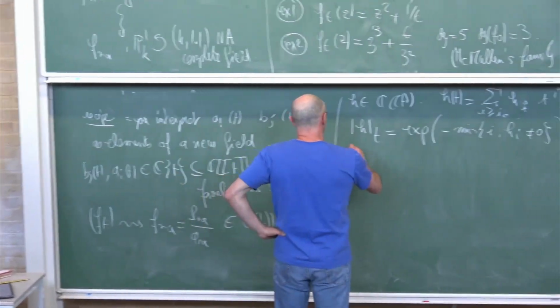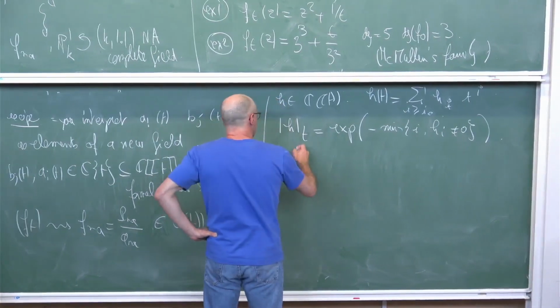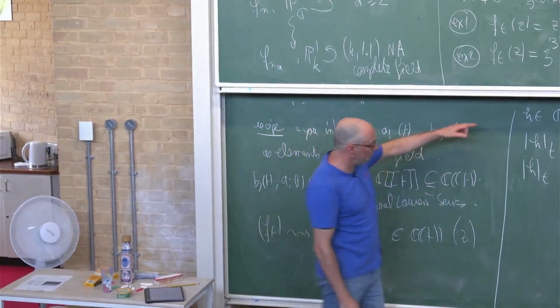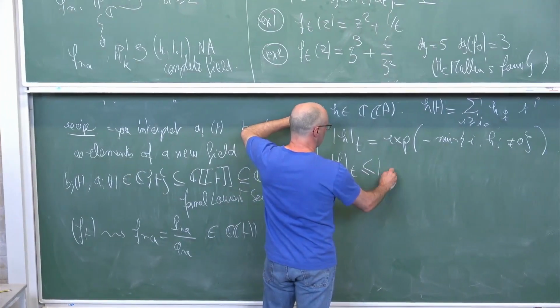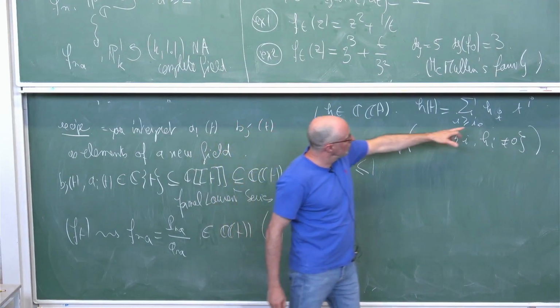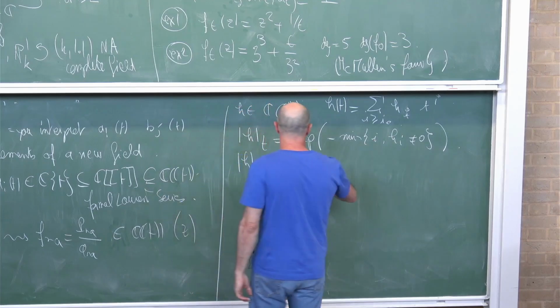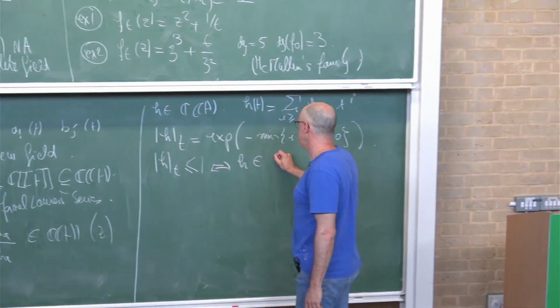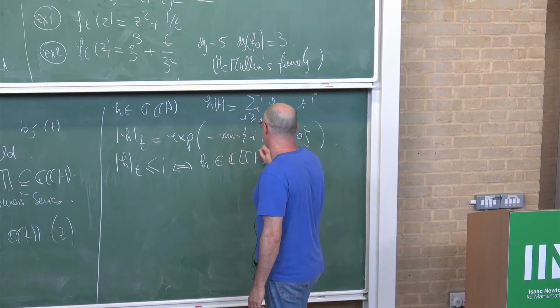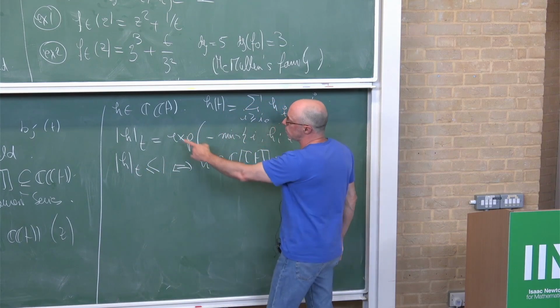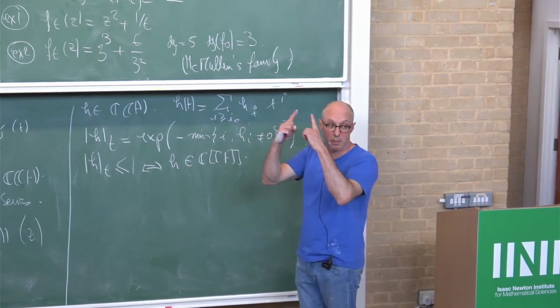What does it mean for a formal Laurent series to have a norm less or equal to 1? It means that all negative monomials here have to vanish. So this is exactly the same as saying that H is in fact a formal power series. In other words, the norm being bigger than 1 means that your formal Laurent series has a pole at 0. Okay?